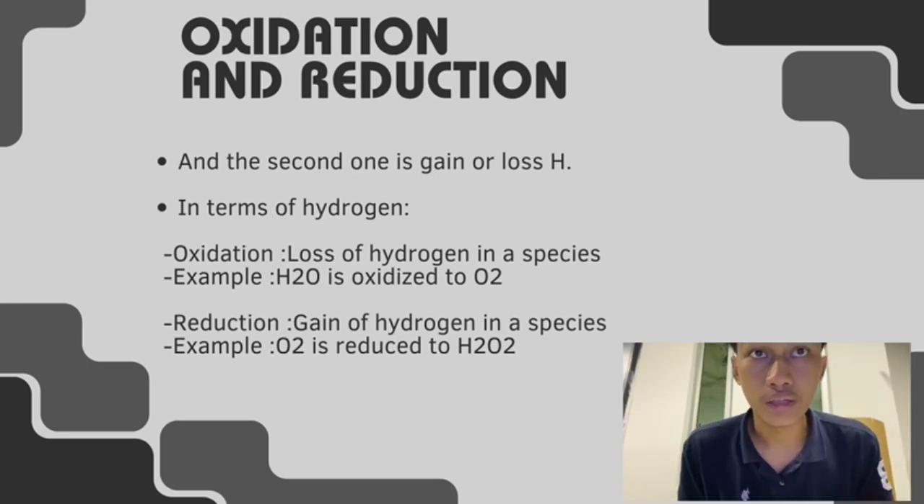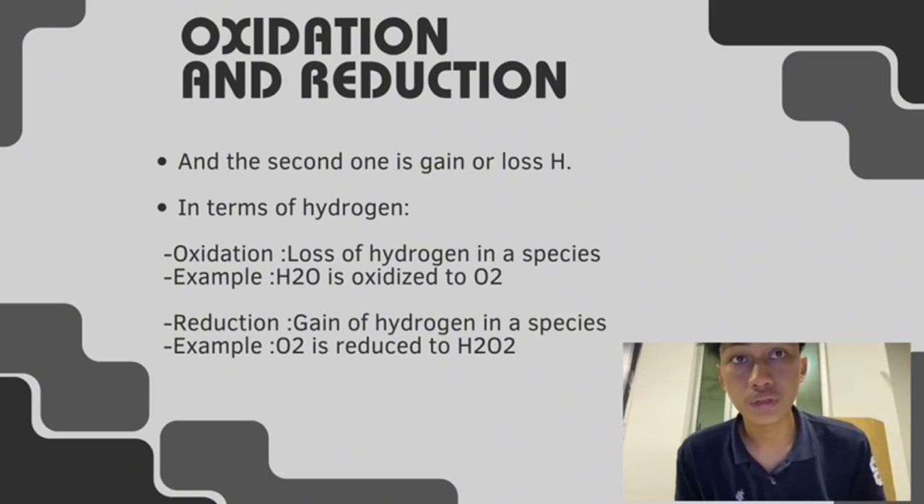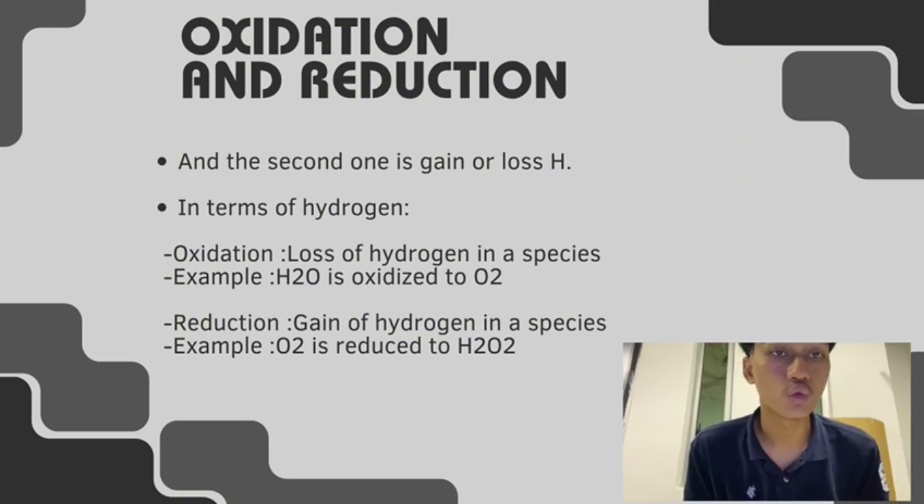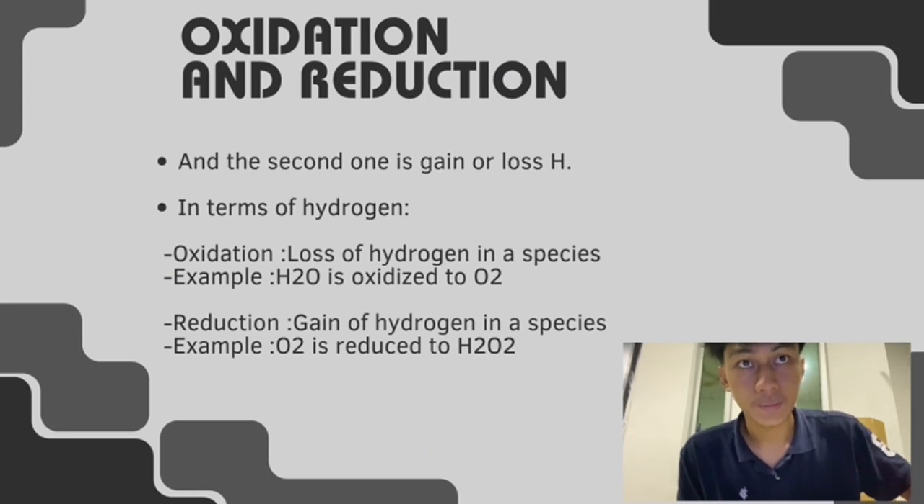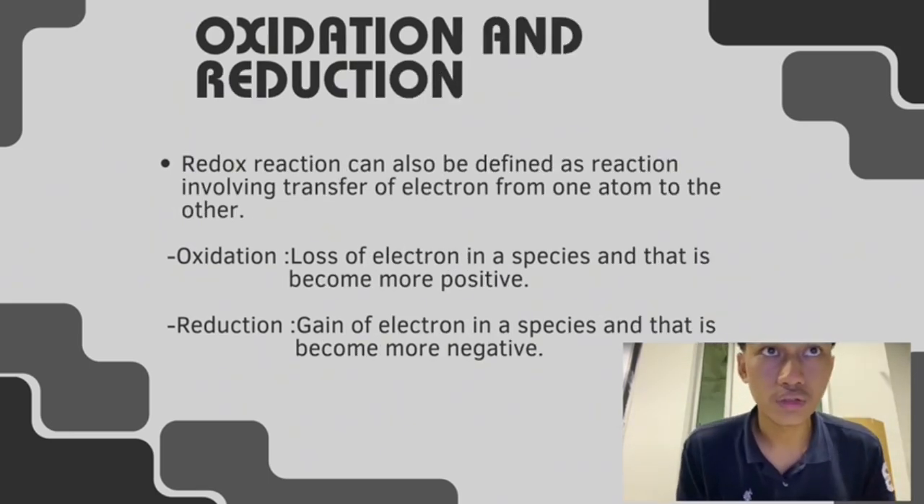Okay, and the second one is gain or loss of H. H is hydrogen. Before this slide, we had gain or loss of oxygen, but this slide we have hydrogen. So this is in terms of hydrogen. Oxidation is loss of hydrogen in a species, for example, H2O is oxidized to O2, and reduction is gain of hydrogen in a species, for example, O2 is reduced to H2O2.